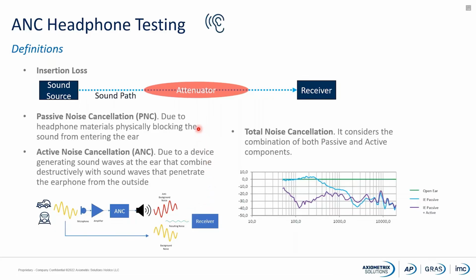When we are measuring a combination of the PNC with the ANC, we'll be measuring the total noise cancellation.